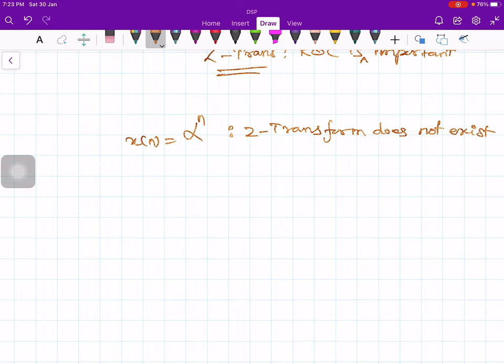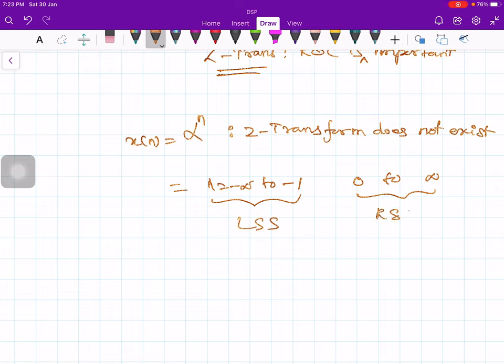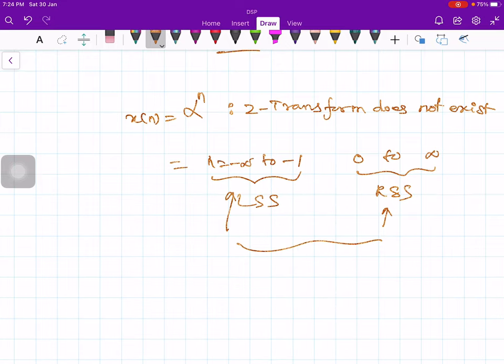It consists of two parts, the right sided sequence and the left sided sequence. You can write this as the sequence from n equal to minus infinity to minus 1, one sequence, and 0 to infinity, another sequence. This is a left sided sequence and this is a right sided sequence. The left sided sequence converges for one range of values of alpha and the right sided one converges for another. Therefore, together they cannot exist. That we showed in the last lecture, because the two ROCs do not have an overlapping region. On the circle of radius mod alpha, the pole is located and therefore there is no ROC. So it is important to understand this.